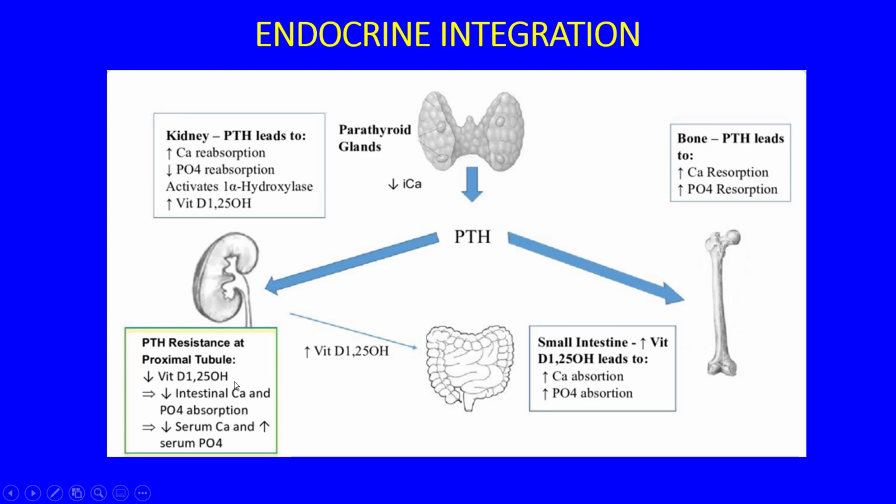PTH resistance at the proximal tubule will lead to a decrease in vitamin D. It will also cause a decrease in intestinal calcium and PO4 phosphate reabsorption. What will happen also is that you're going to have a decrease in serum calcium, but an increase in serum phosphate. Okay.